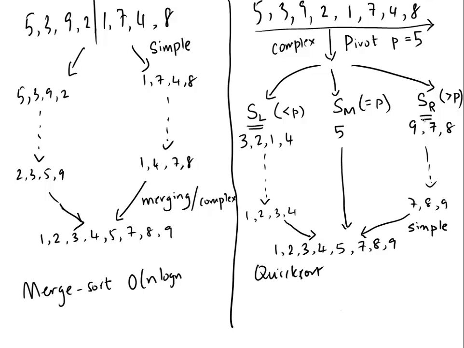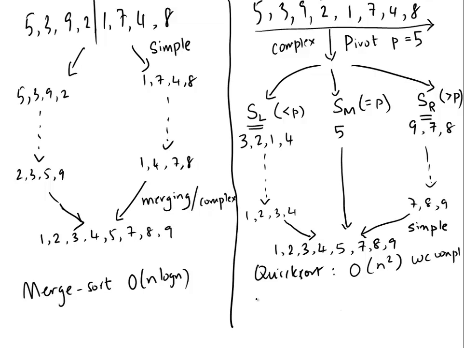For example, if I had picked the element 2 to be the pivot instead of 5, then only one will get into SL, all the other elements will get into SR, and it results in a very skewed partition. And in fact, this is the reason why QuickSort has an order n squared worst case complexity.